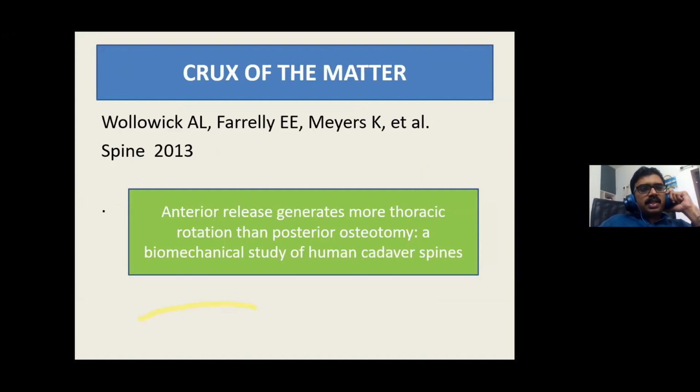Now, what is the crux of the matter in treatment of rigid scoliosis? There is no doubt. Biomechanically, it has been proven in various papers. I am quoting the latest paper in Spine 2013, that biomechanically it has been proved beyond any doubt that anterior release generates more thoracic rotation than posterior osteotomy. This has been done in cadaver spines. So definitely anterior surgery has an added advantage when compared to posterior surgery alone. That is sure.